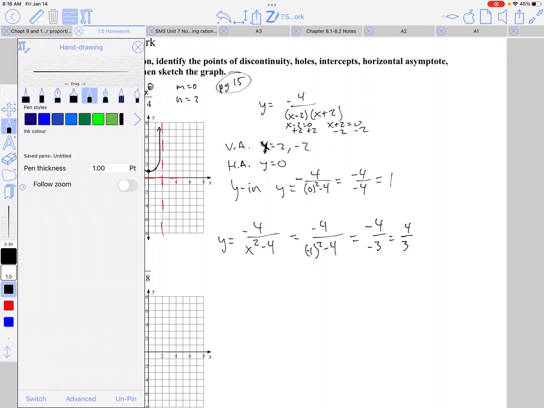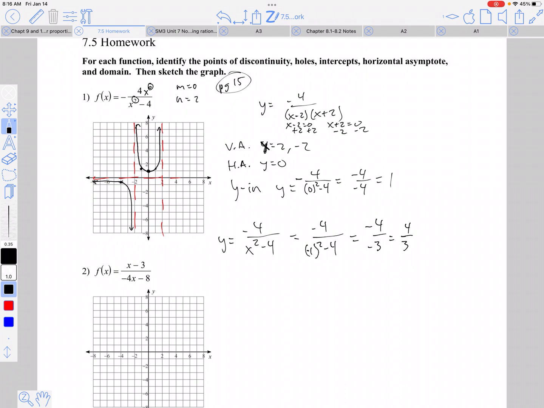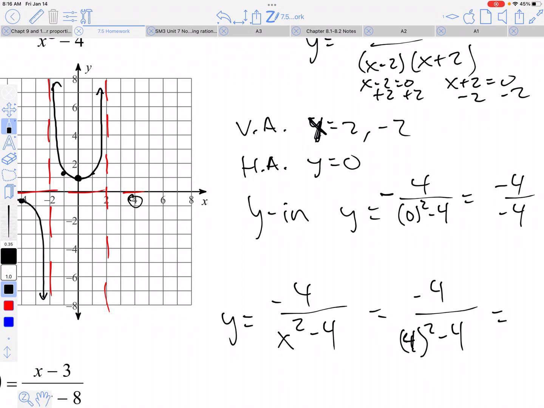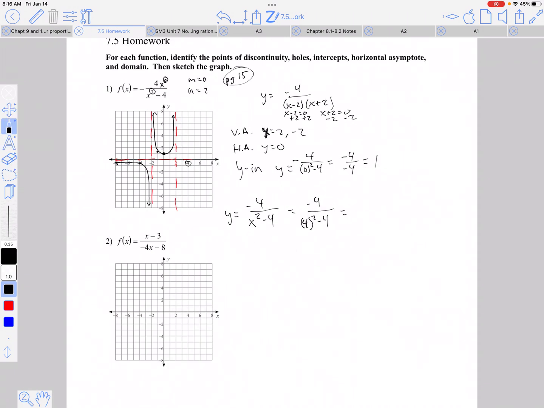Okay? Alright, then I'm going to check one more point. I'm going to check 4. So I'm going to put a 4 in. So I'm checking this x value at 4, right? And I'm seeing what's the output, so I know where to sketch my graph. So negative 4 on top, 16 minus 4, which gives me, again, negative 4 over 12. That's what I got earlier. Negative 1/3. And so it'll be about there. I'll follow it up. Okay?